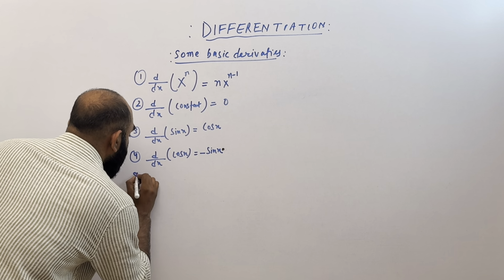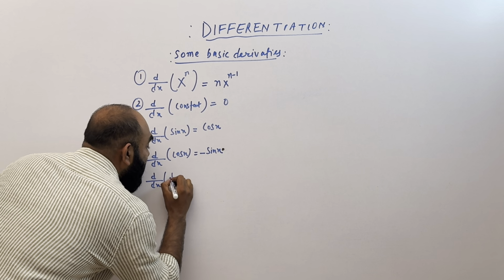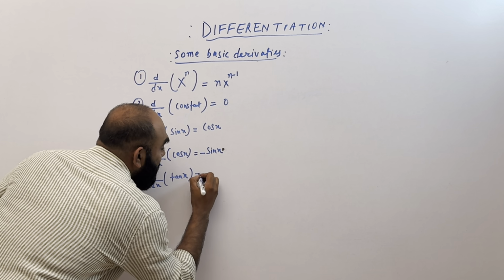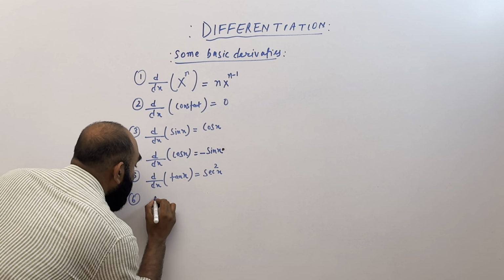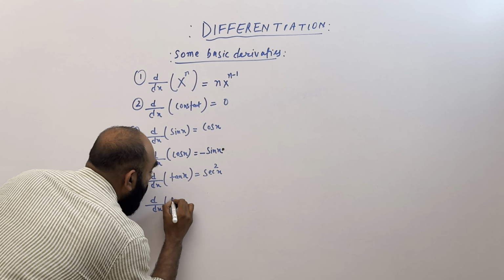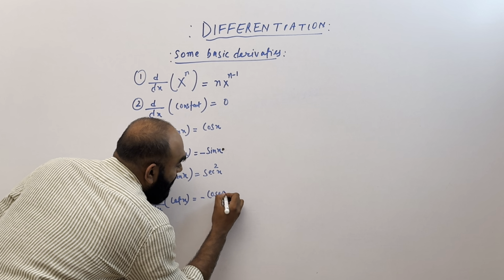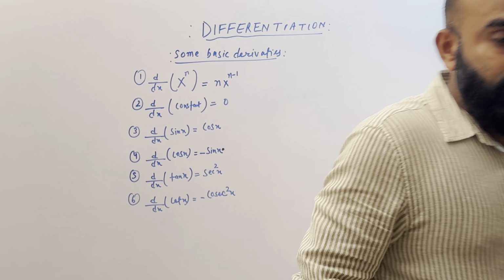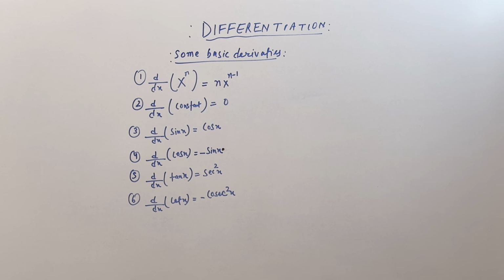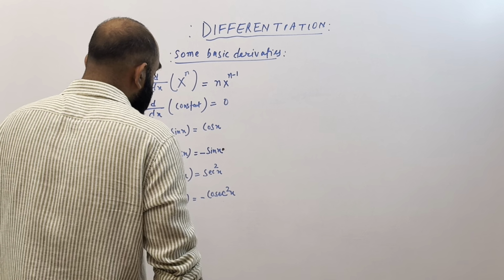Fifth one, d by dx of tan x is sec square x. Sixth one, d by dx of cot x is minus cosec square x. Everything is coming. D by dx of cot x is minus cosec square x.